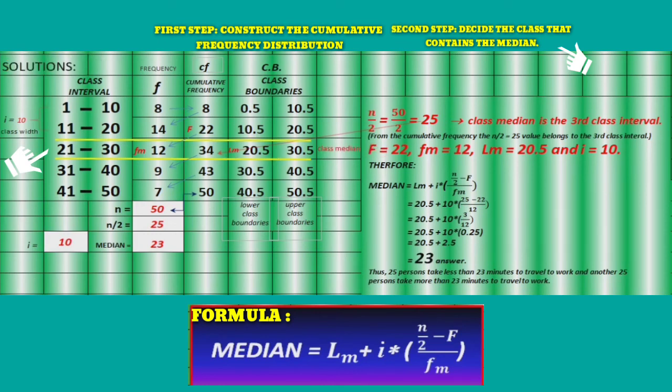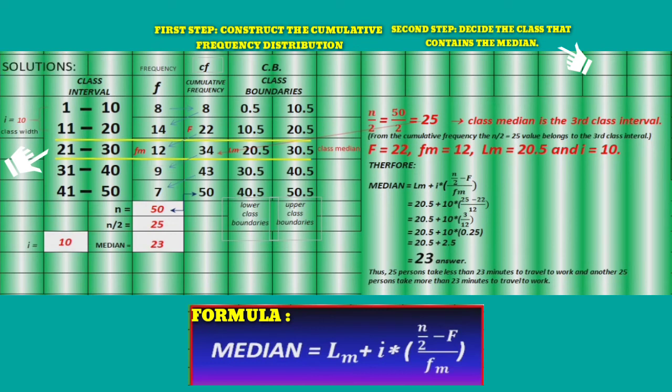Next is the capital F, the cumulative frequency before the median class, and that is 22. We already have the n/2, which is equivalent to 25. And lastly, your FM, the frequency of the median class, is 12. Refer to the frequency column. The frequency of the median class is 12.